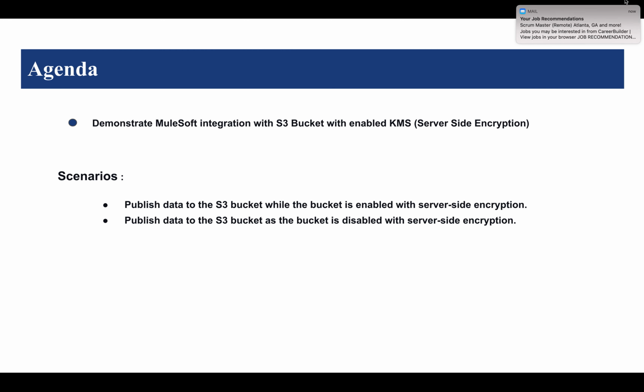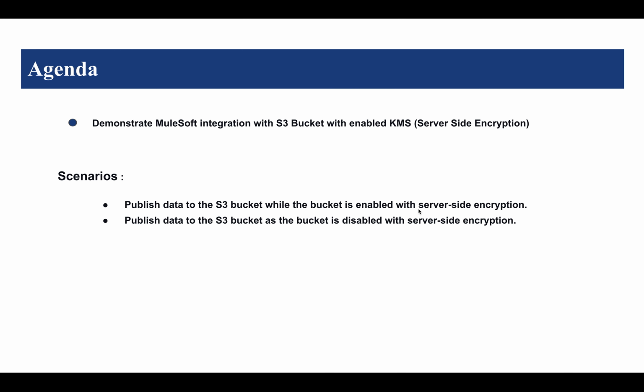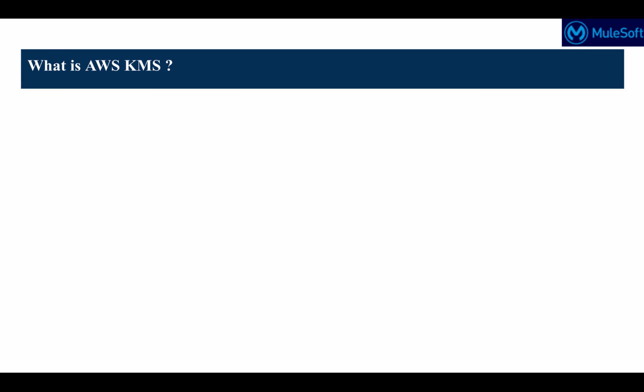Here is the scenario of publishing data to an S3 bucket while the bucket is enabled with server-side encryption using AWS KMS, and publishing data to the S3 bucket while the bucket is disabled with server-side encryption. I'm going to cover both scenarios in this demo and explain how it works with the connector available in Mule-4. What is KMS?